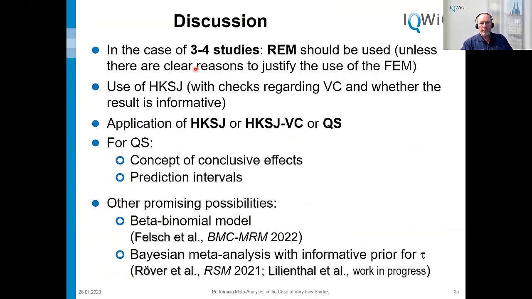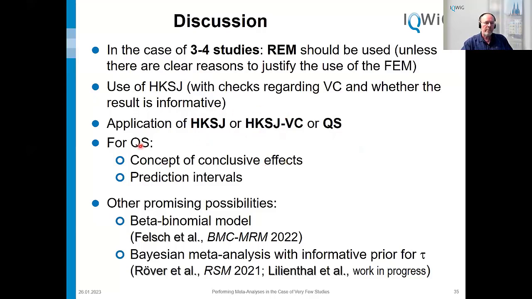Yeah, in the case of 3 or 4 studies, we use the random effects model. Again, unless there are clear reasons to justify the use of the fixed effect model, we use Hartung-Knapp-Sidik-Jonkman with checks regarding variance correction, and we look whether the results are informative. That means we apply Hartung-Knapp-Sidik-Jonkman without or with variance correction, or we switch to the qualitative summary of study results if this does not lead to useful results.